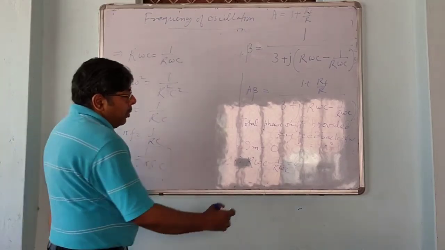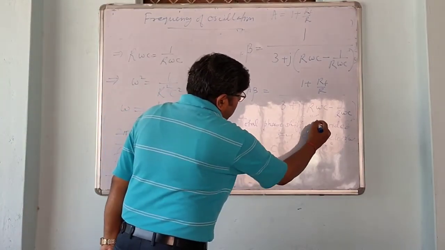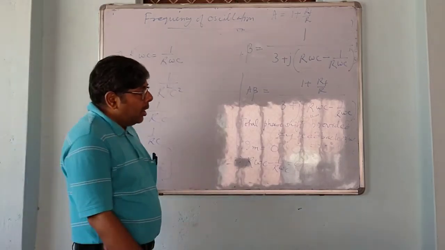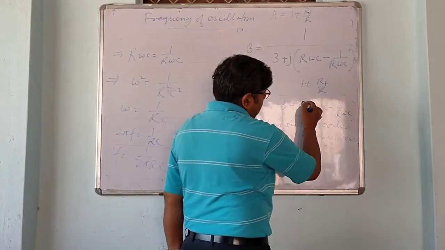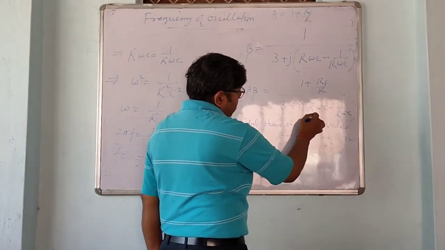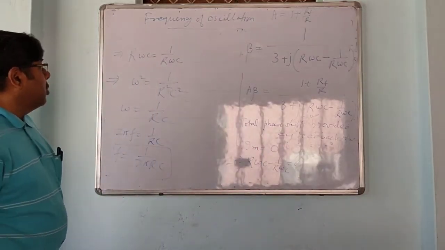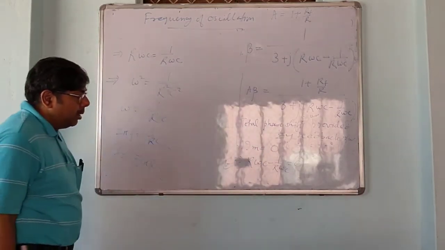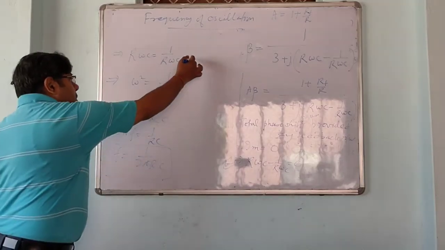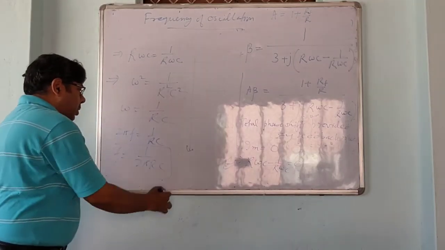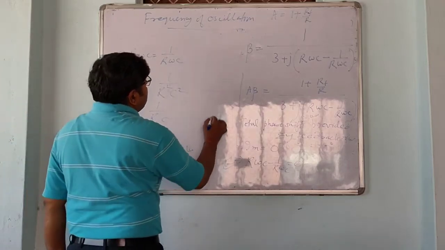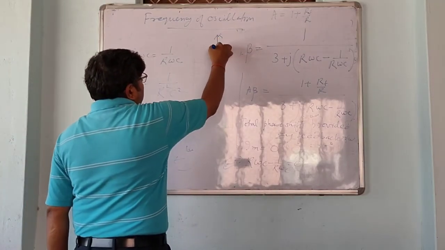So you can obtain this frequency of oscillation from here. You will put imaginary part. This is the imaginary part. Put this imaginary part equal to 0. When you will put this imaginary part equal to 0, you can derive frequency of oscillation. So this is the frequency of oscillation.